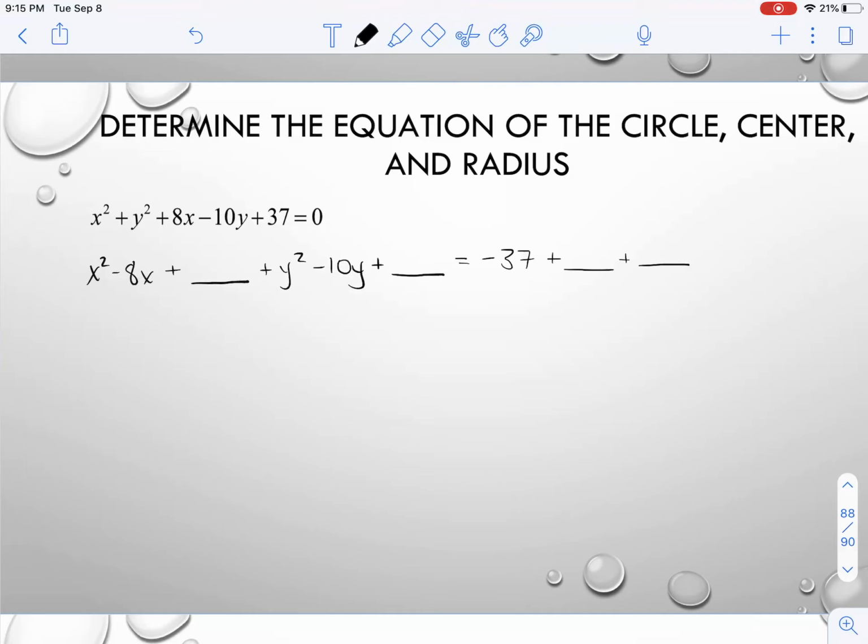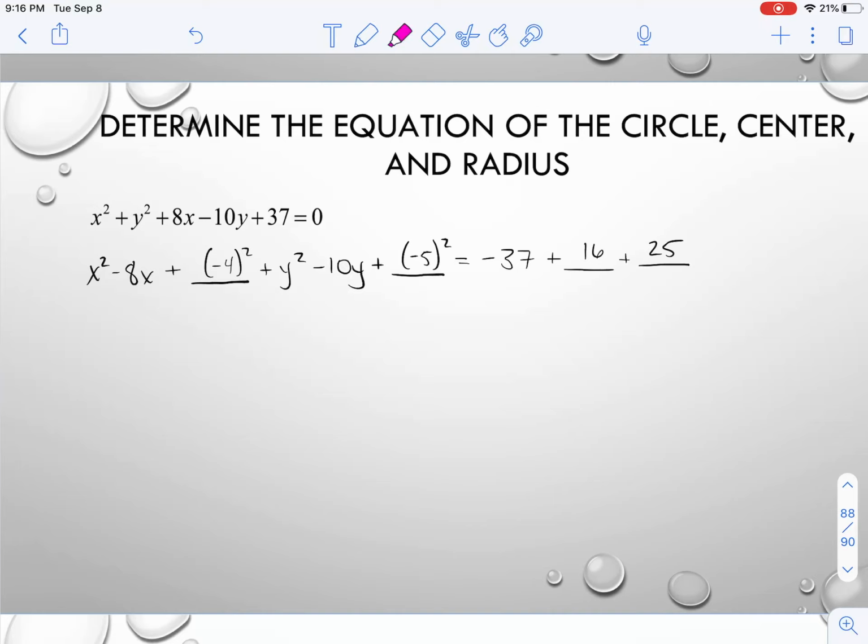So what I'm going to do now is take 1/2 of my middle term, negative 8x. I'm going to have negative 4, and I'm going to square it. And, excuse me, my middle term for the y is negative 10, half of which is negative 5, and I'm going to square it. So on the right hand side now, I'm going to add 16 and 25.